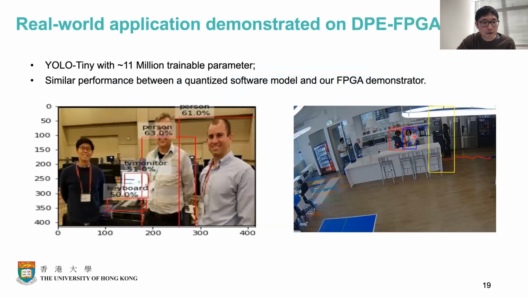We have demonstrated this DPE platform can do YOLO tiny, which is a pretty complicated model with 11 million trainable parameters, and it runs as a quantized software model on the FPGA demonstrator.